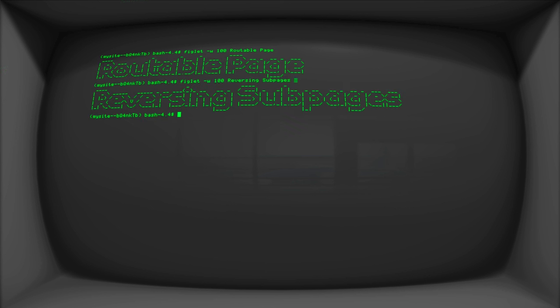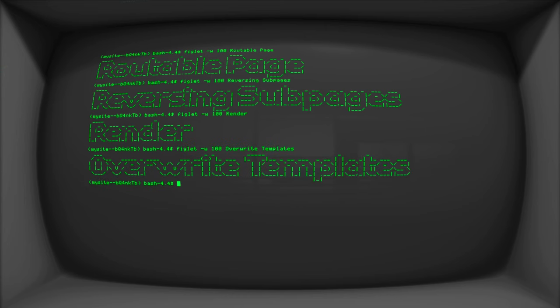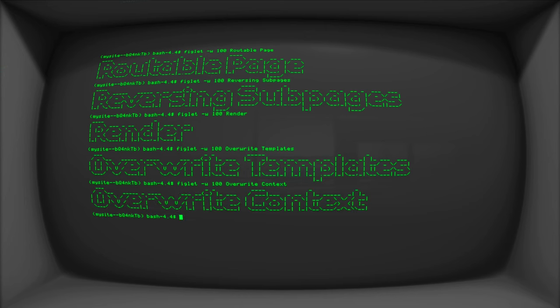So in summary, here's what we've learned. We have learned about routable pages. We've learned about reversing subpages. We learned how to render custom templates using the render function from Django. We learned how to overwrite templates. And we learned how to overwrite our existing context from within a Wagtail page. So we've learned quite a bit in this lesson.